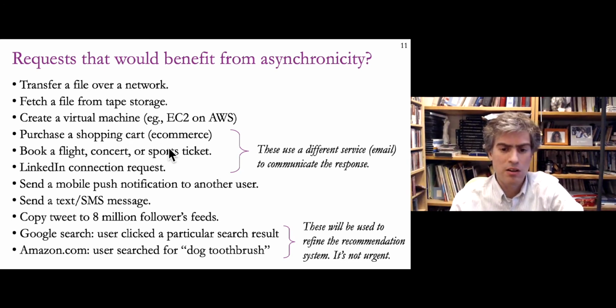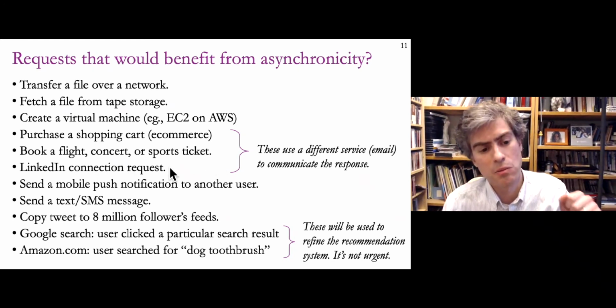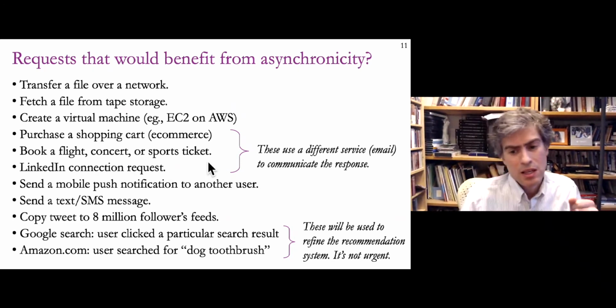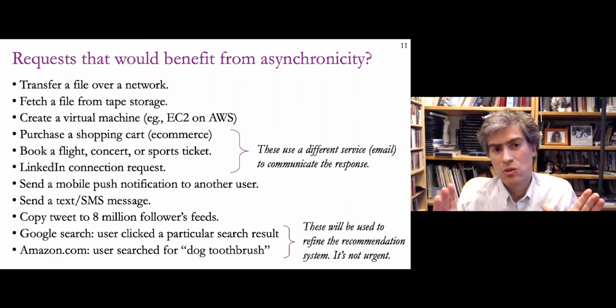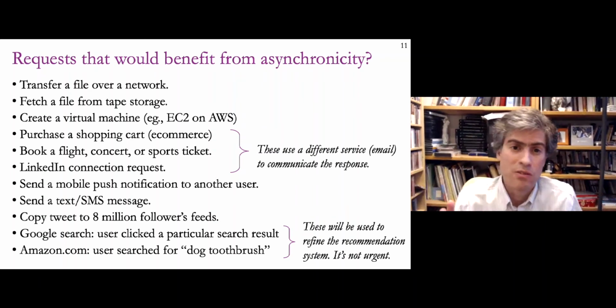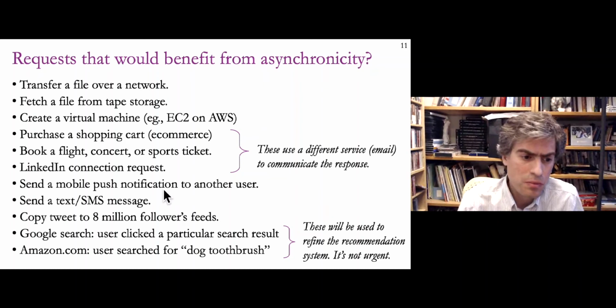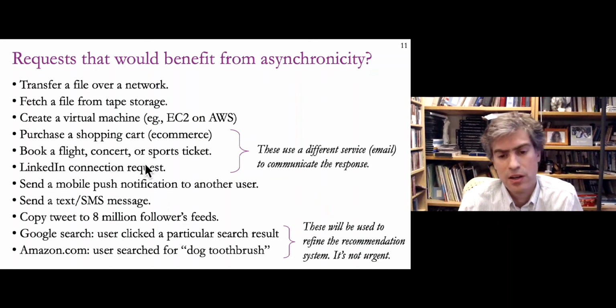Purchasing a shopping cart, I already showed that example. Booking a flight or a concert or sports ticket, that's something you might often buy online, but the website warns you that you're going to get a confirmation later when it's finally finished, because they need to check another system. It takes a while to actually verify that the seat is still available, for example, in the flight or the concert.